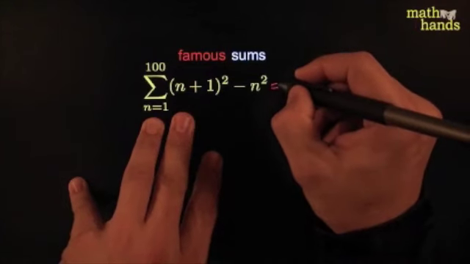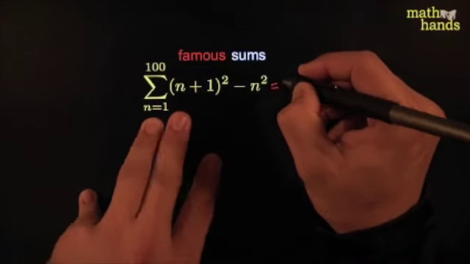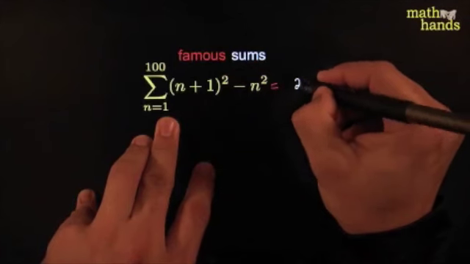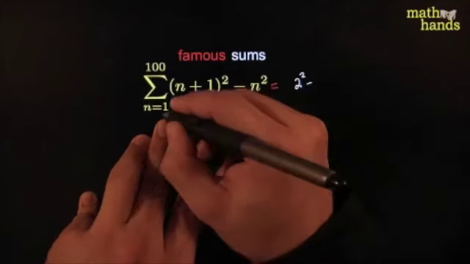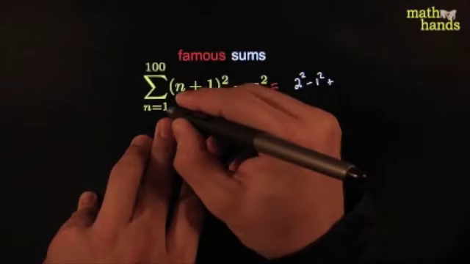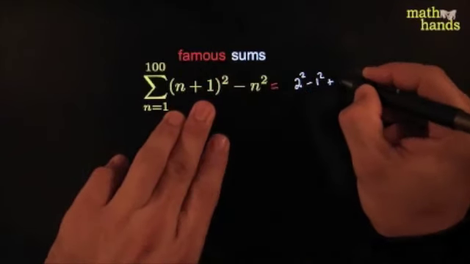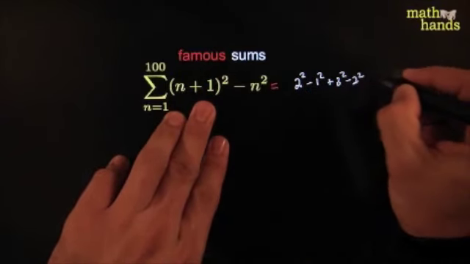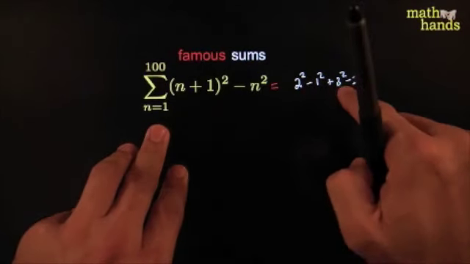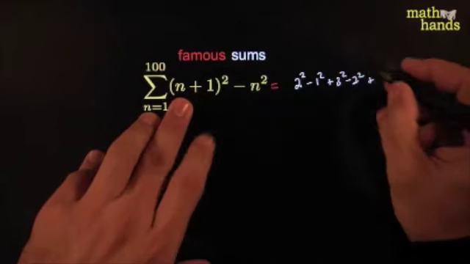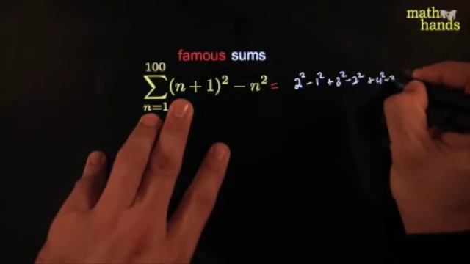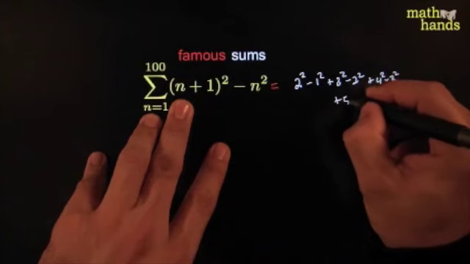So let's get started. For n equals 1, I plug in 1, and I would get 1 plus 1 squared, that would be 2 squared, minus, I plug in 1 there, and I would get 1 squared. Plus, and then I would go for 2. 2 plus 1, that's 3 squared minus 2 squared. Then I would go for the next one, n equals 1, n equals 2, n equals 3. For 3, I would get 4 squared minus 3 squared, and on and on and on.